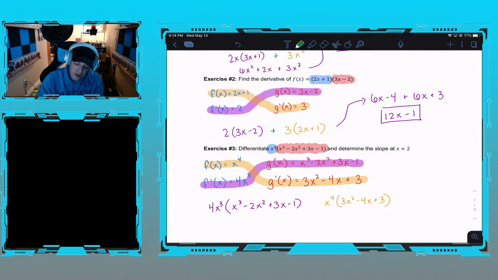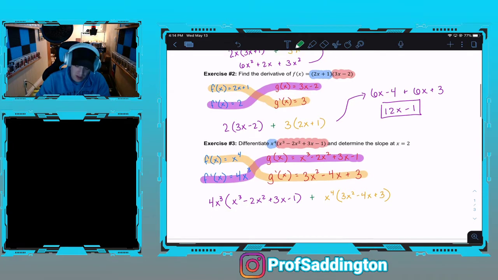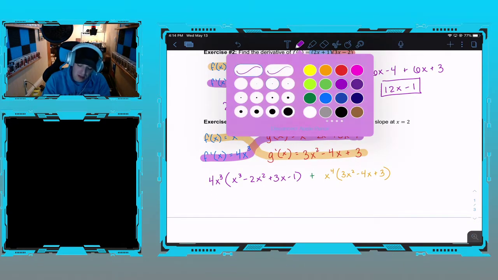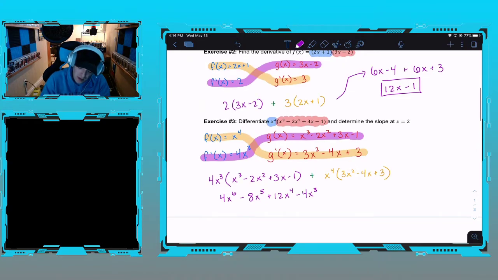And once again, because it was multiplication, this is product, so we have to make sure that we're adding the solutions together. And now I'm just going to simplify it. So I'm going to have 4x to the 6 minus 8x to the 5th plus 12x to the 4th minus 4x cubed plus 3x to the 6th minus 4x to the 5th plus 3x to the 4th.